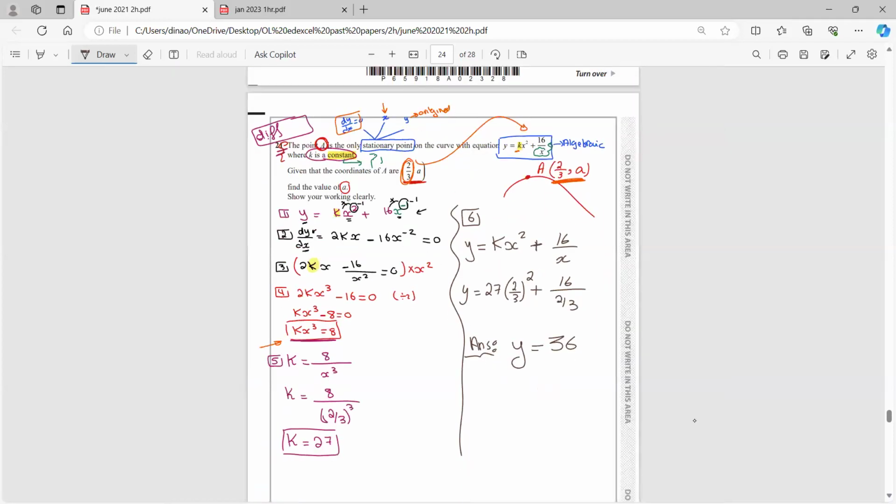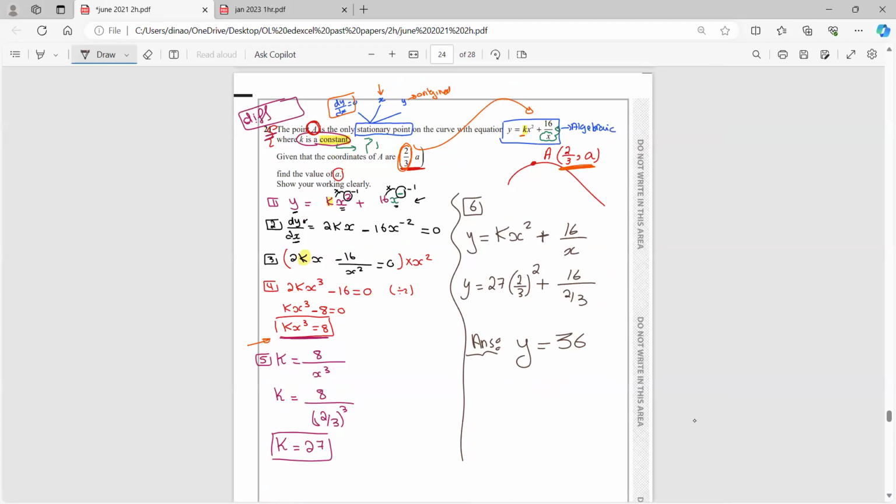So as you can see, as I tell you, my dears, the method of solving did not change. It's just an annoying question. So let's summarize again what happened over here. We said he told me the point A is the only stationary point on this curve. Of course, stationary point means differentiation equals 0, find x, find y.